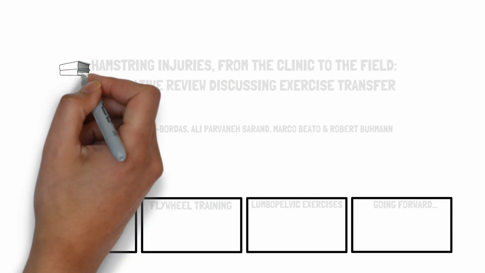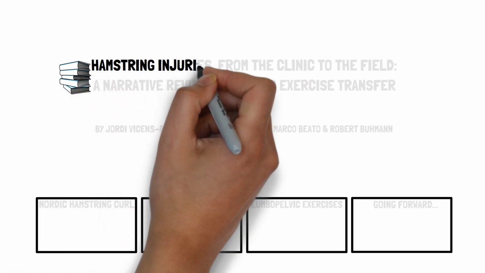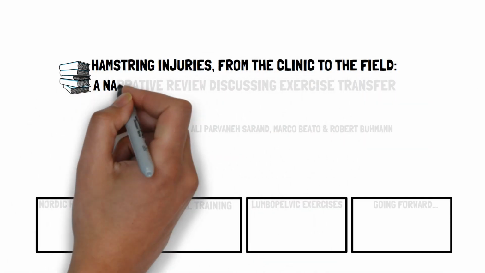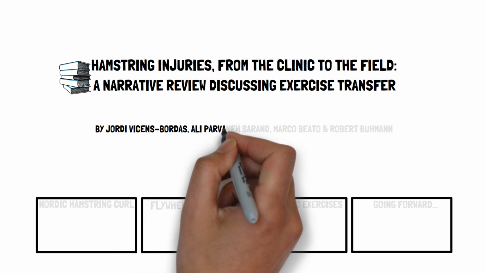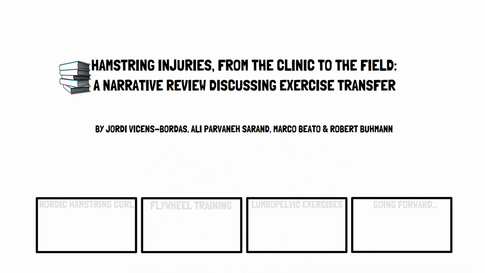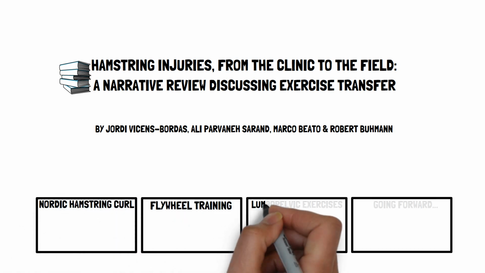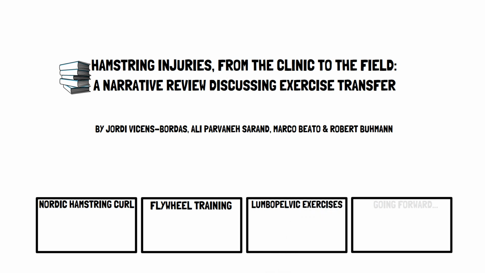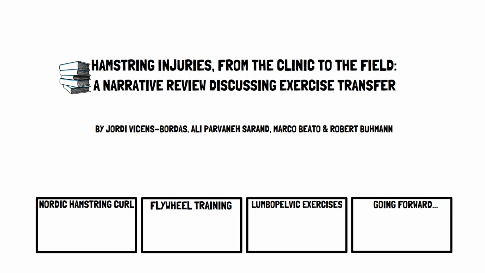In the article published in the International Journal of Sports Physiology and Performance, titled Hamstring Injuries, From the Clinic to the Field, Jordan and colleagues, in their narrative review, discuss exercise transfer for exercises that are often used in the hamstring rehabilitation process, including the Nordic hamstring curl, flywheel training, and lumbopelvic exercises, and their ability to improve eccentric knee flexor torque during running, and what type of research is needed going forward to improve hamstring rehabilitation. This presentation, brought to you by Talking Sports Science, will provide a summary of Jordan and colleagues' work.